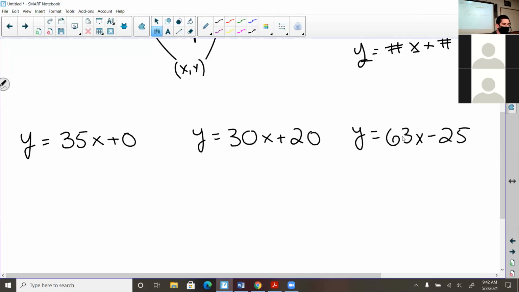Now, this third car has a slope of 63, which means it's moving a lot faster than the other 2 cars, but it has a y-intercept of -25.